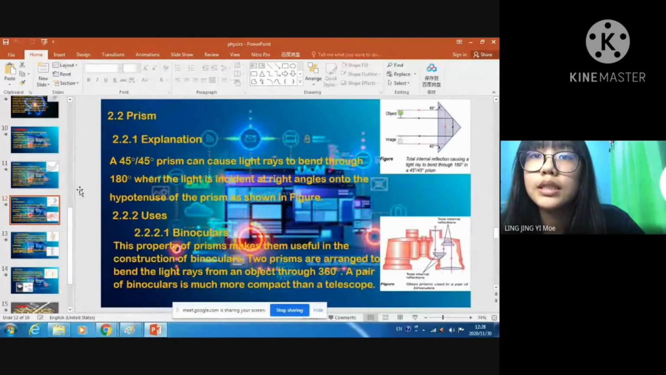The next use is prisms. A 45-degree, 45-degree prism can cause light rays to bend through 180 degrees when the light is incident at right angles to the hypotenuse of the prism, as shown in the figure next to it. The first use of prisms is binoculars. This property of prisms makes them useful in the construction of binoculars. Two prisms are arranged to bend the light rays from an object through 360 degrees. A pair of binoculars is much more compact than a telescope.